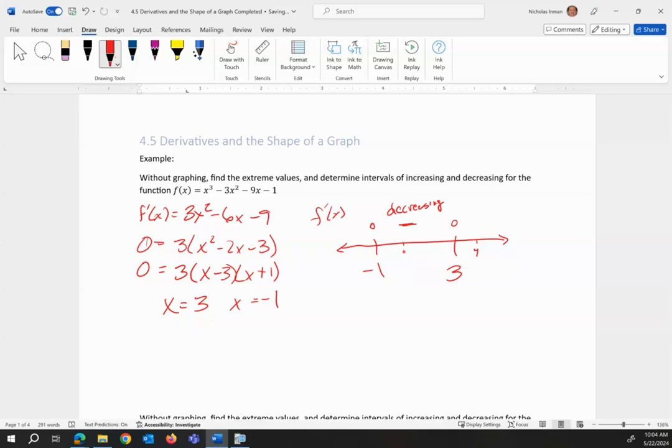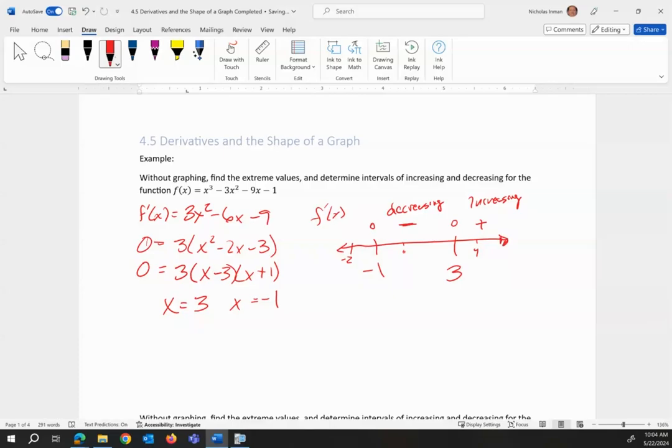A number bigger than 3, like 4, would probably be easiest to plug in right here. 3 times 4 minus 3 is 1. 4 plus 1 is 5. So 3 times 1 times 5 is a positive number. Our derivative was positive, so our function is increasing past 3.